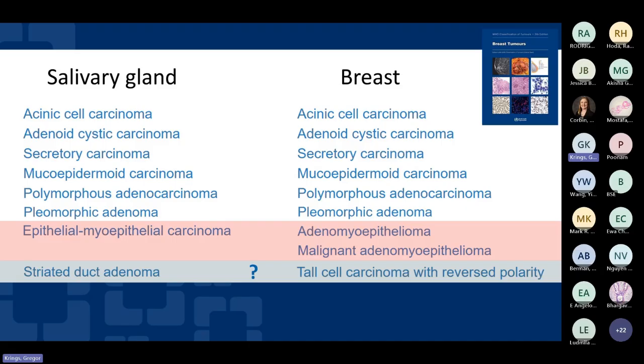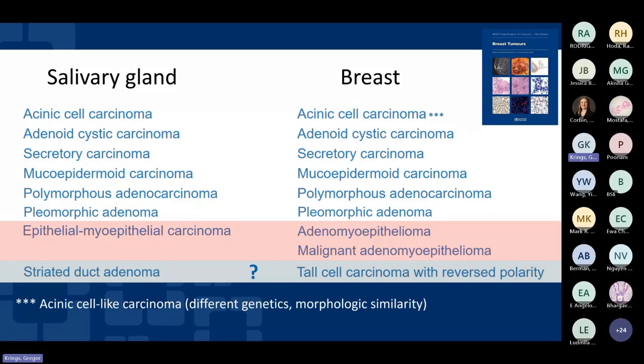It's also interesting that tall cell carcinomas with reverse polarity share hotspot mutations in a gene called IDH2 with a rare tumor in the salivary gland called striated duct adenoma. And so although these tumors might share some cytologic similarities, it's currently unknown if these are actually different morphologic patterns of the same tumor type, meaning that tall cell carcinoma with reverse polarity might be a salivary gland type tumor, or are these just independent parallel genetic events driving these tumors? So I won't discuss tall cell carcinomas here at all today either.